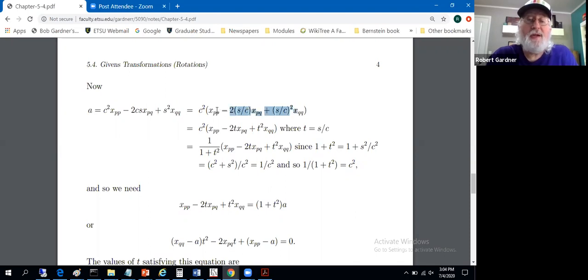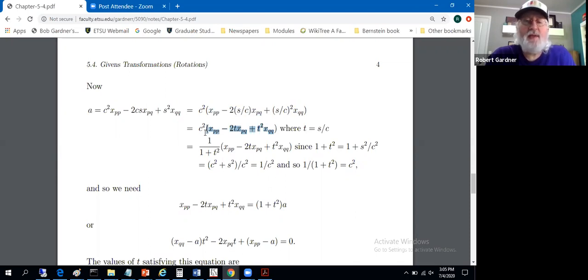And I'm still wanting to see a quadratic. I tell you what, let's replace S over C with parameter T. And then we do have a quadratic. There's a quadratic. Excellent.